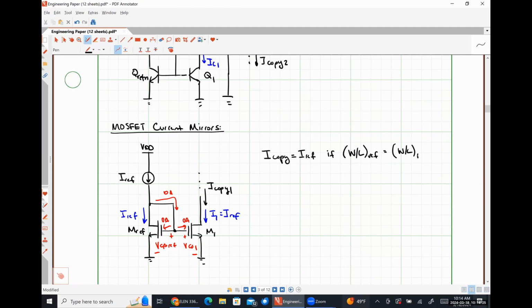All right. What do you think the output resistance of the MOSFET current mirror is going to be without doing any math whatsoever? R naught. Yep, great. Okay. So now let's talk about different current mirror topologies and why we might use them.